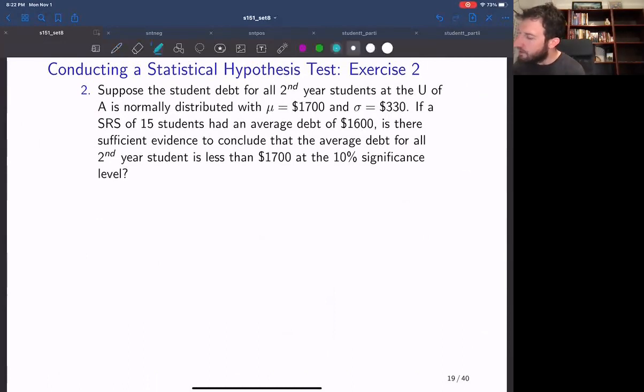Okay, so lots of information here. Student debt is normally distributed, so that's what we're measuring here. The average is 1,700. The standard deviation is 330. We have a simple random sample of 15 students, and that sample had an average debt of 1,600. So X bar is 1,600 in this case. Is there sufficient evidence to conclude that the average debt is less than 1,700 at the 10% significance level? Okay, so we start off with our assumptions.